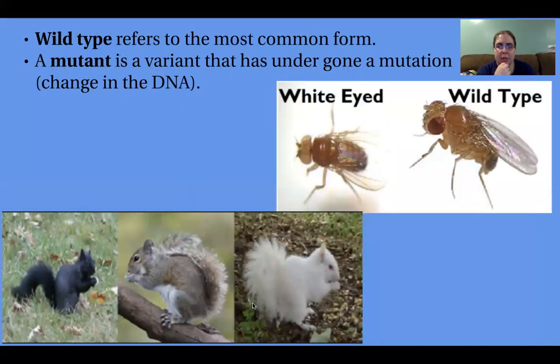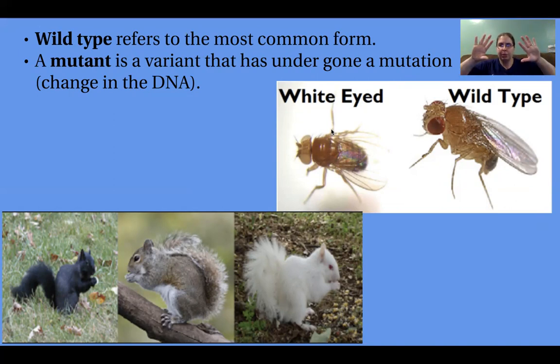Wild type refers to the most common form. Now, a lot of times this would be the dominant form, but that is not always the case. It's just whatever is most common in a population. So for instance, fruit flies can come in a few different variations, but this one with the red eyes and the longer wings, that is considered the wild type. It is the one that is most commonly found in fruit flies. The shorter wings and the white eyes, it's not as common. So we take this and look at humans. Brown eyes are the wild type because most people have brown eyes. Now brown is actually dominant to blue eyes.